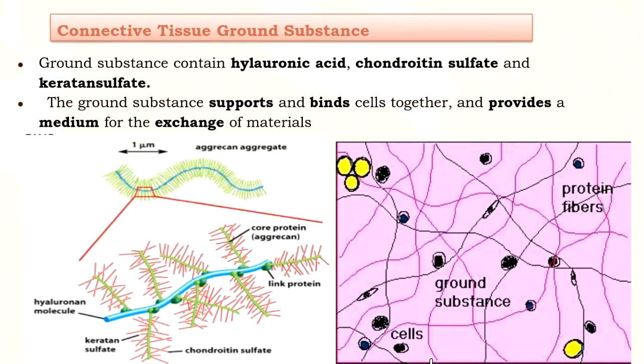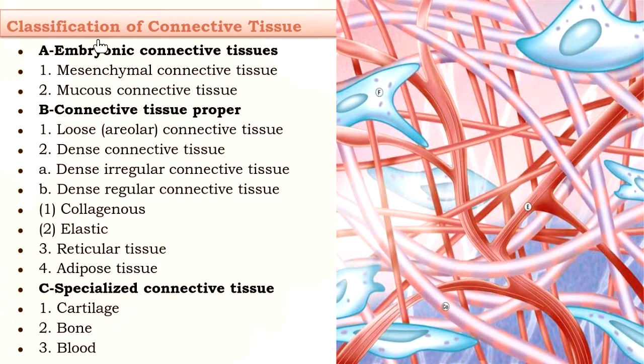So the components of connective tissue are clear. Now we are going to study the classification of connective tissue. The connective tissue is divided into three categories. First is embryonic connective tissue. It is mesenchymal connective tissue and mucous connective tissue. Second type is connective tissue proper. In that it is divided into loose connective tissue, dense connective tissue, dense irregular connective tissue, dense regular connective tissue, which is again further divided into collagenous and elastic, then reticular connective tissue and adipose connective tissue.